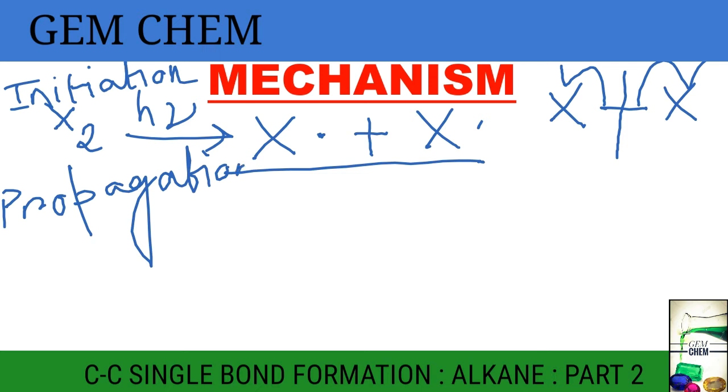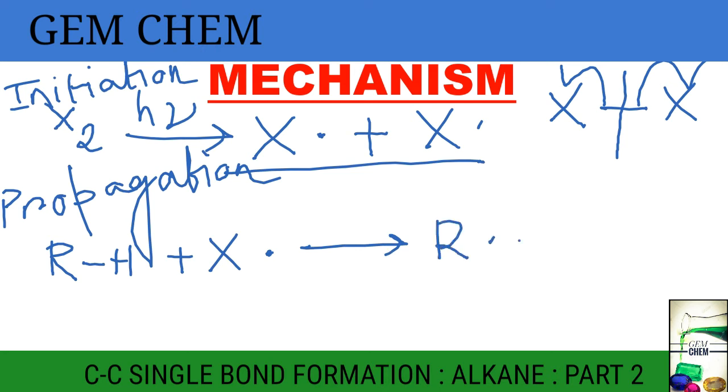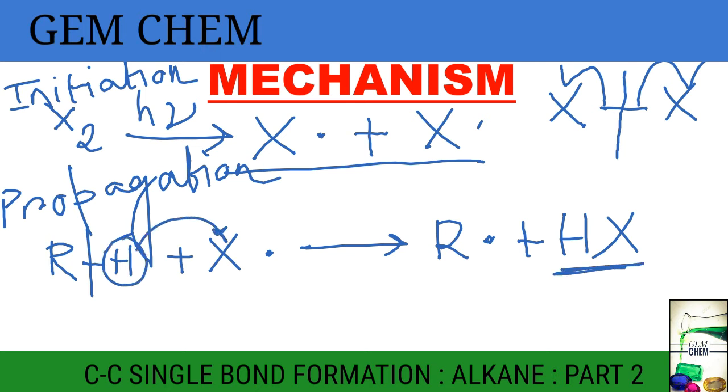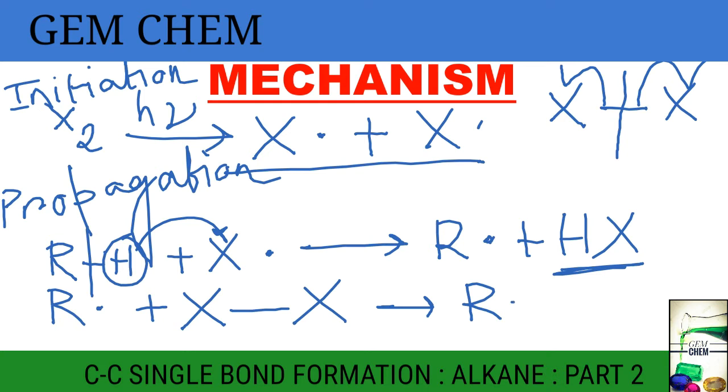Now in the next step, we basically take the alkane plus the X dot, and from there we obtain R dot plus HX. That is, this bond breaks up to give R dot and this part attaches with this one to form HX, whereas now this R dot reacts with the halogen moiety to form RX and then X dot. Now this is a process where halogenation takes place, and this is the mechanism of halogenation.